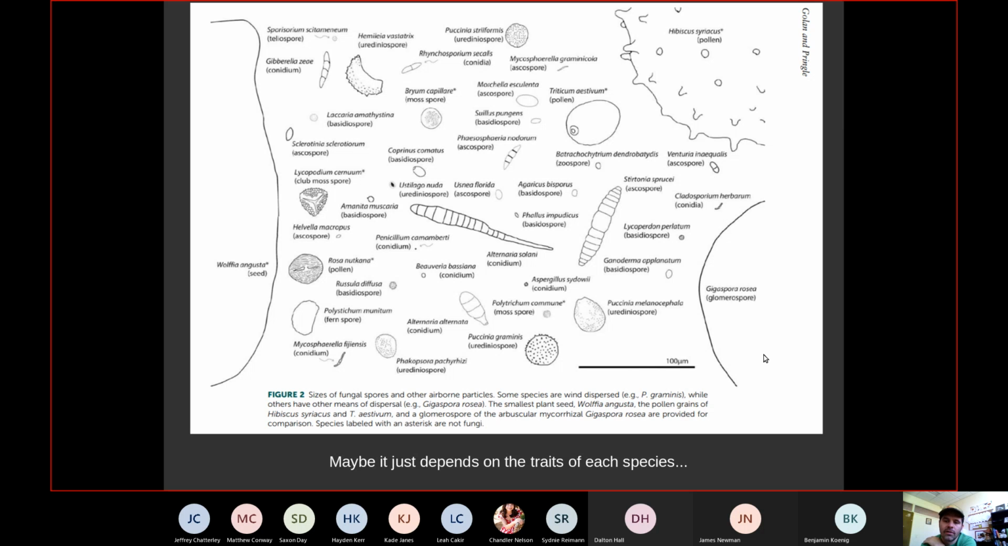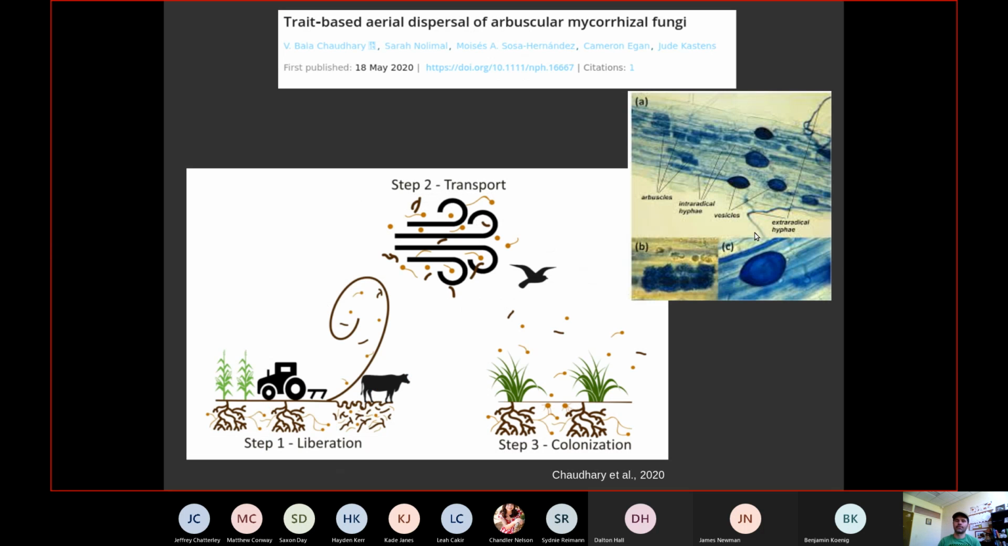Pictured over here on the right is Gigaspora rosea. That is a fungal spore also. So really big, and it also develops underground. Arbuscular mycorrhizal fungi, those AMF, Glomeromycota, are famous for having really big, clunky-looking spores that aren't really ornamented, and kind of develop underground.